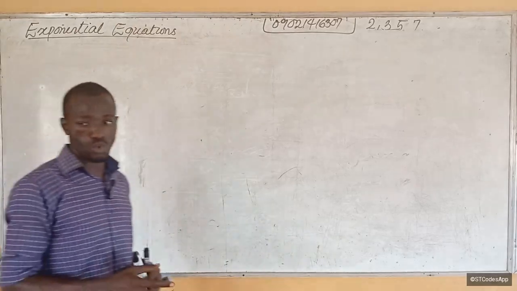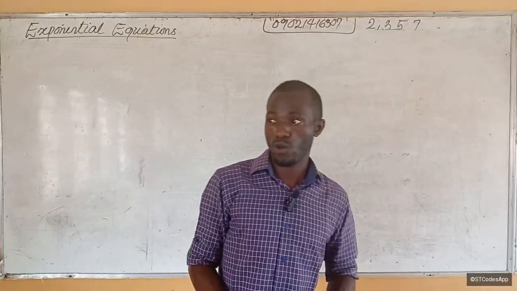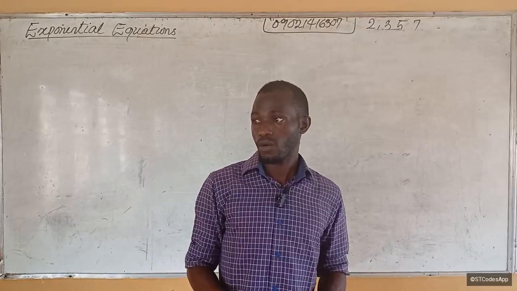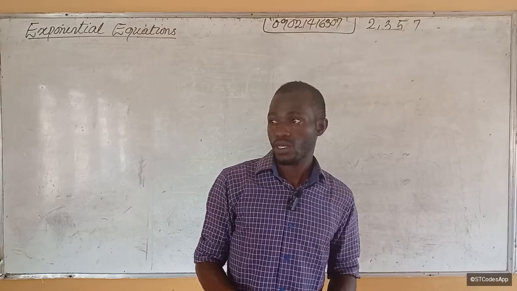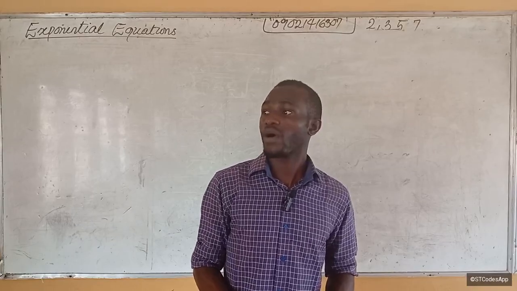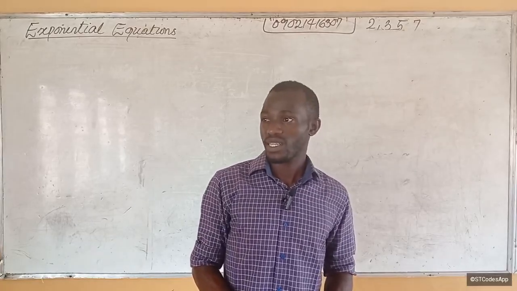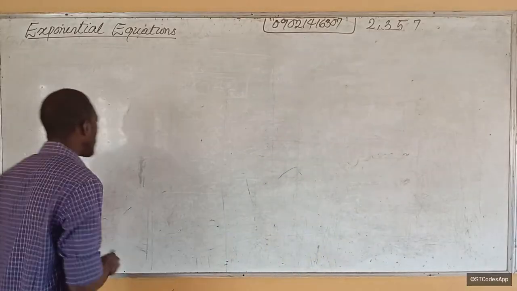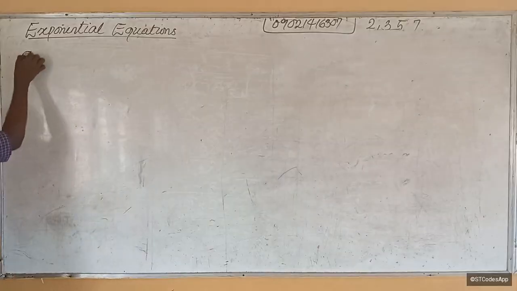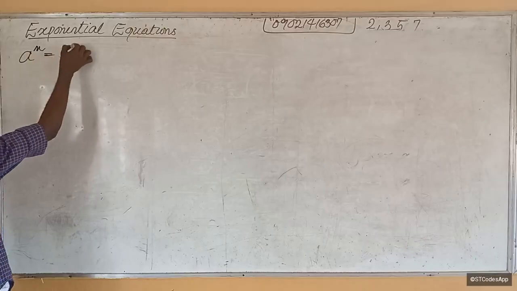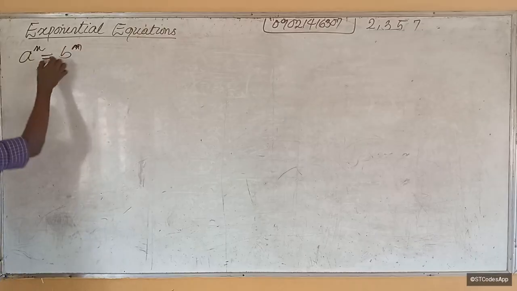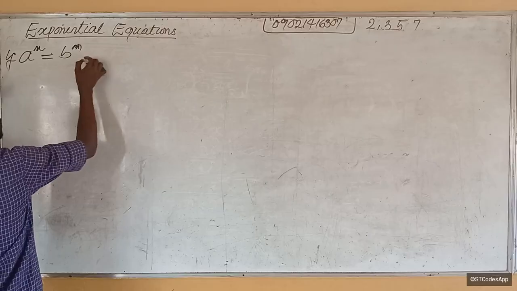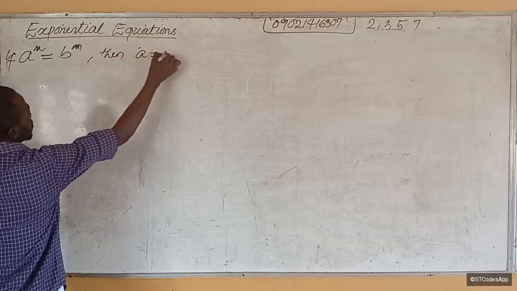So let me give you 2 or 3 rules that you can use to solve exponential equations. The first one is what I will call the equal power rule. Equal power rule. So if the powers are equal, then the bases are equal. So for example, if I have a raised to m being equal to b raised to m, if this is the case, then a must be equal to b.